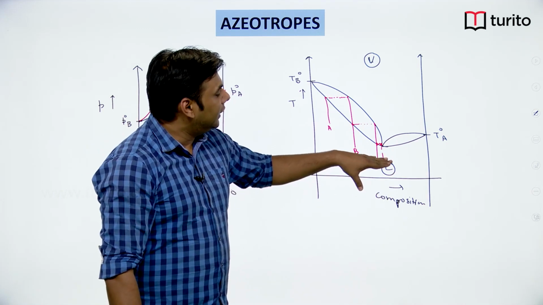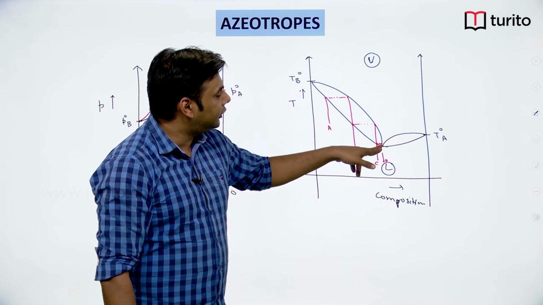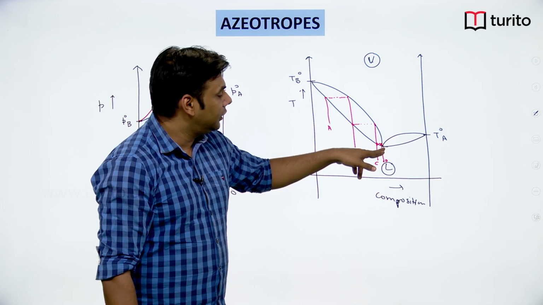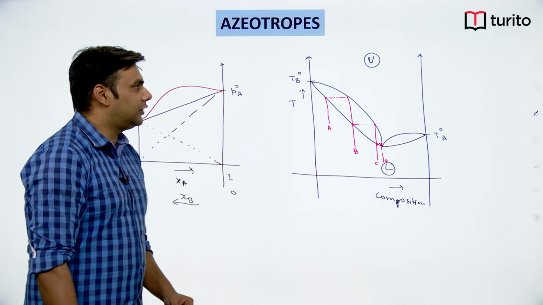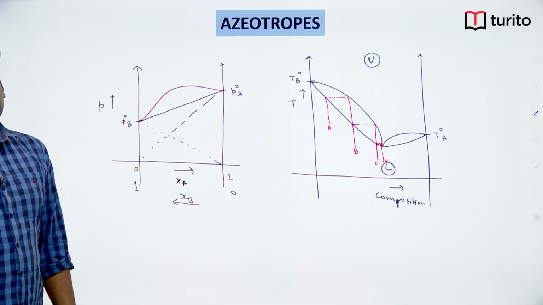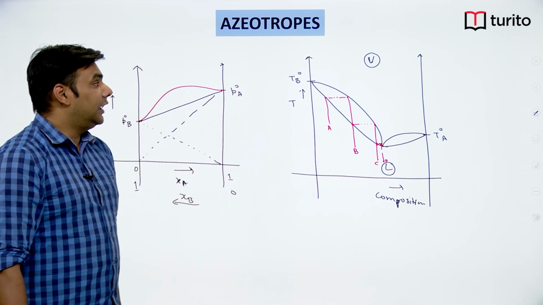So when we do it again and again, we are stuck at this point because the composition is not changing. So we will not be able to carry out the fractional distillation for an azeotropic solution. Same was for the negative deviation.